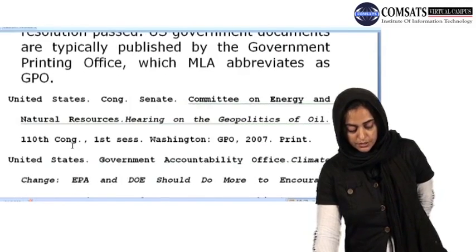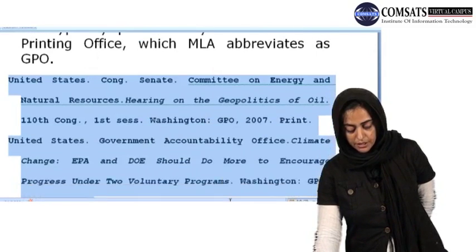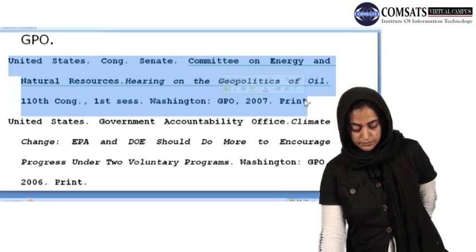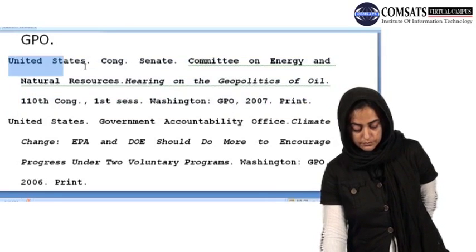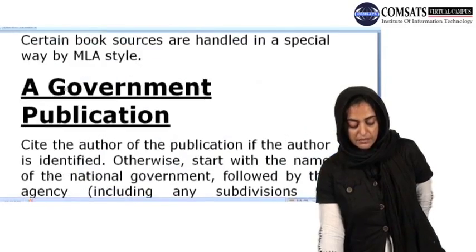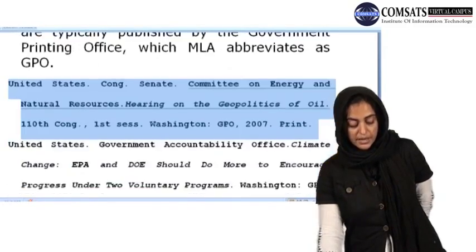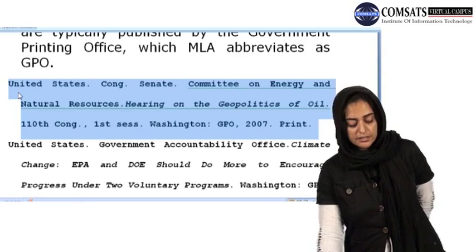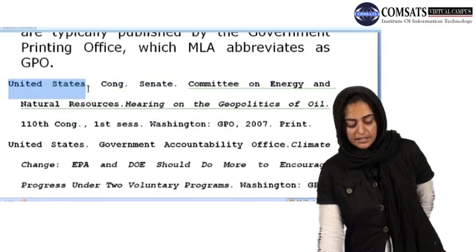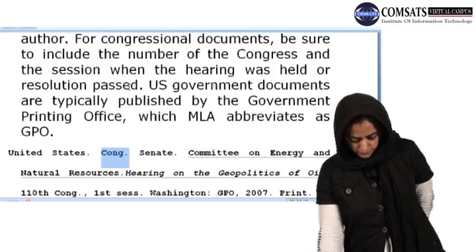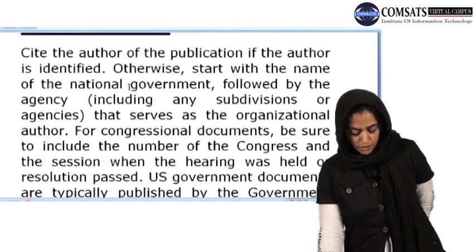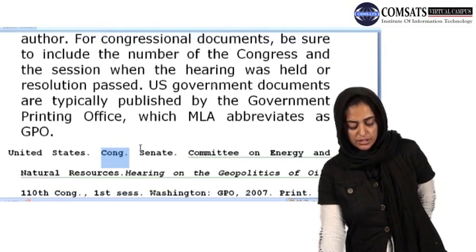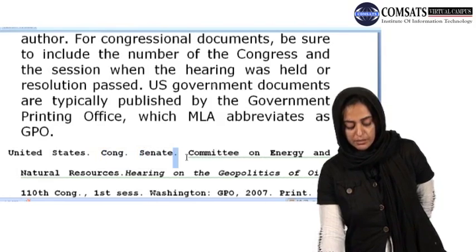Here, dear students, this is an example in front of you. A reference that is being created for a government publication, and the individual name of the author is not available, so it started with the general name of the government, that is United States, then a dot, after it the name of the agency, and then its division and subdivision, the Congress, Cong., then a dot, then Senate, its subdivision, after it a dot, then the name of the committee.